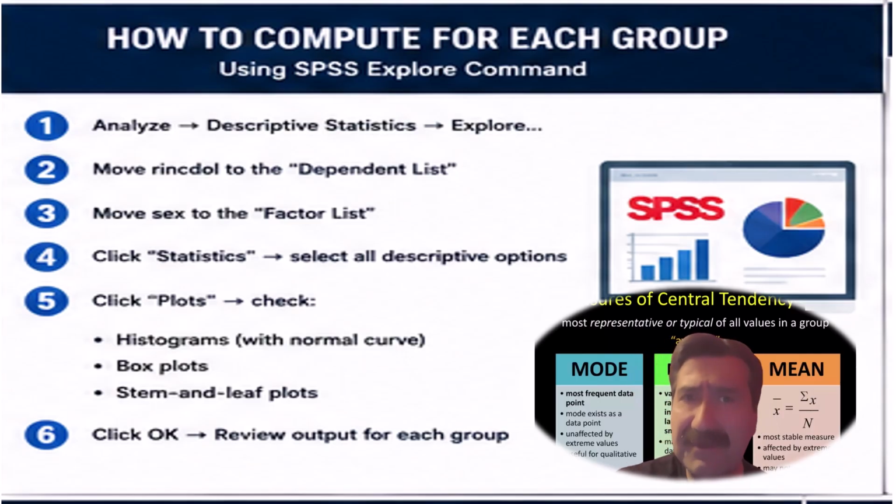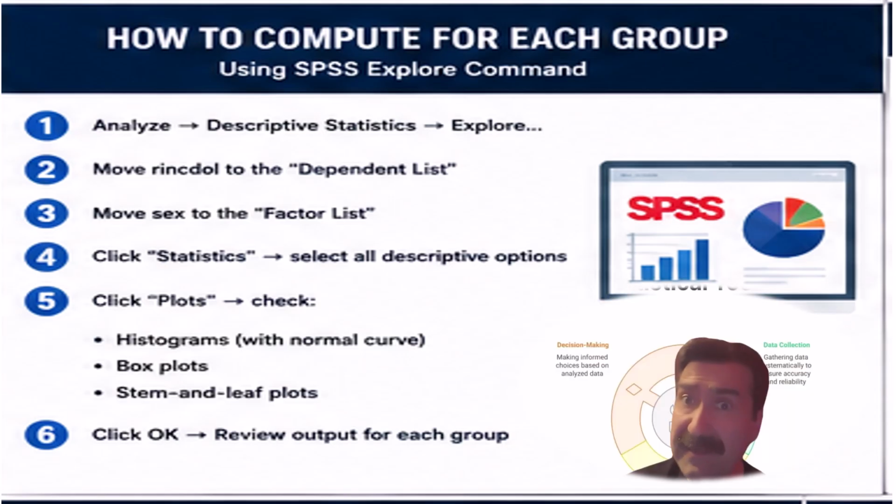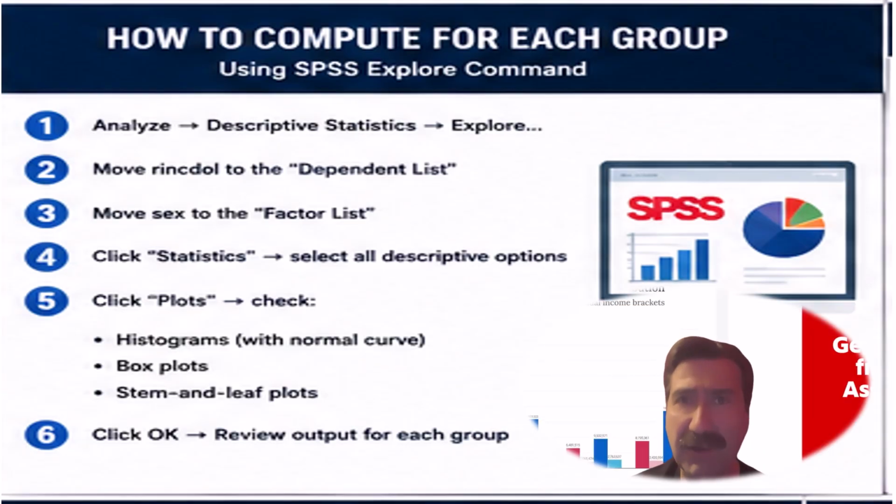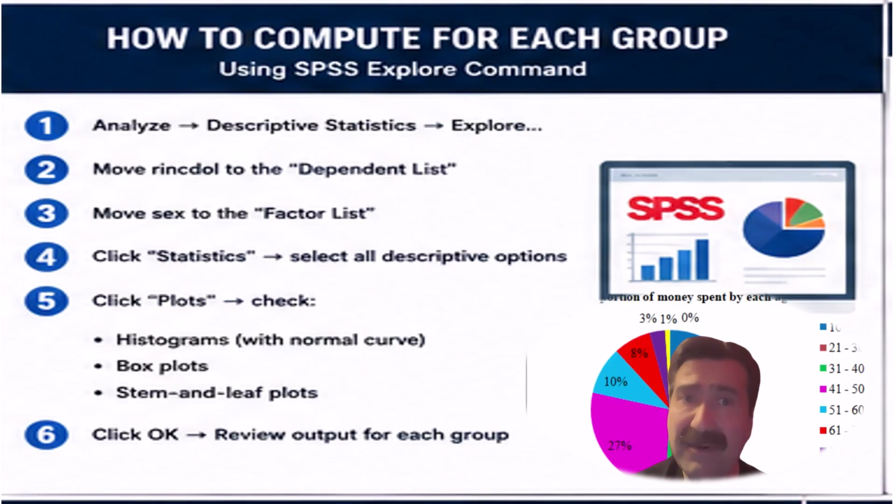Within the statistic options, researchers select descriptive measures. Within the plots options, researchers request histograms with normal curves, box plots, and stem and leaf plots. Once the analysis is run, SPSS generates extensive output. This output provides both numerical summaries and visual representations of the data. The combination of numbers and graphics helps researchers understand patterns more effectively.